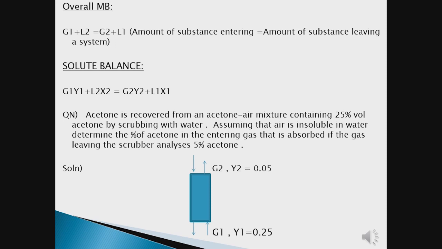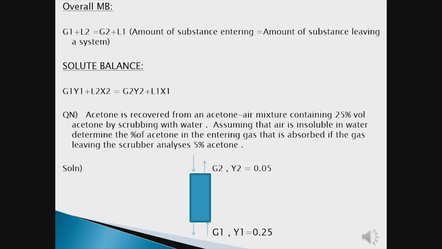So it is being represented schematically here, and y2 is equal to 0.05 and y1 is equal to 0.25, and we know what y2 and y1 are. Y1 is the amount of solute in the entering gas, and y2 is the amount of solute in the leaving gas. Here the solute is acetone, and the amount of acetone in the entering gas is 25%, because it is given in the question that 25% of acetone is present in the acetone air mixture, so 0.25 is y1. And if the gas leaving the scrubber analyzes 5% acetone, that is y2 is equal to 0.05.